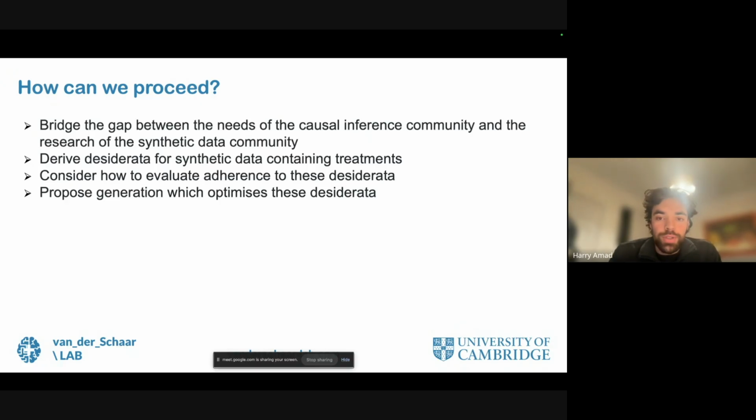So really the purpose of this paper is to address this gap in the research, trying to bridge the gap between the needs of the causal medical inference community and the synthetic data generation and evaluation research. To do so, we establish a set of desiderata that we want synthetic data with treatments to maintain, and then we propose a principled way to evaluate such data and how well it adheres to these desiderata. And then we also propose a novel generation framework which optimizes directly for these desiderata and performs better than existing generators with respect to our evaluation metrics.